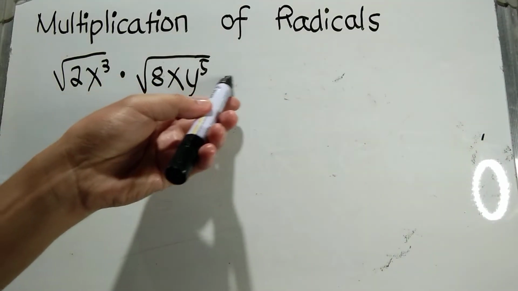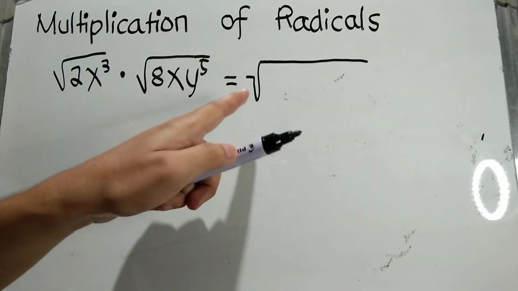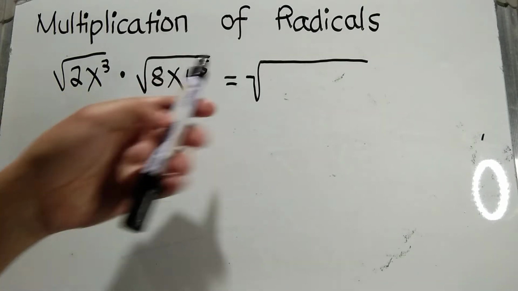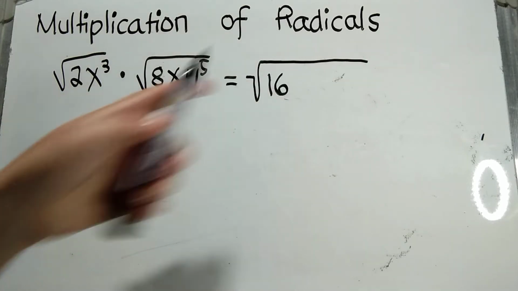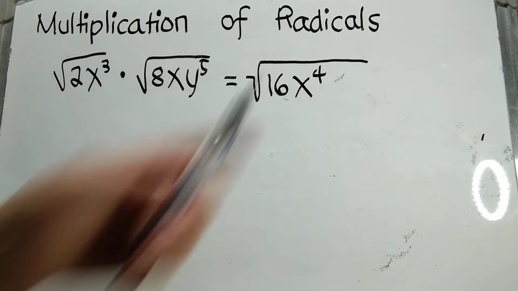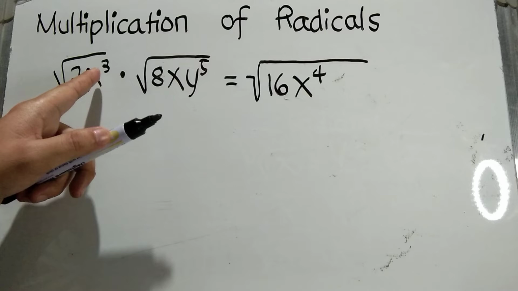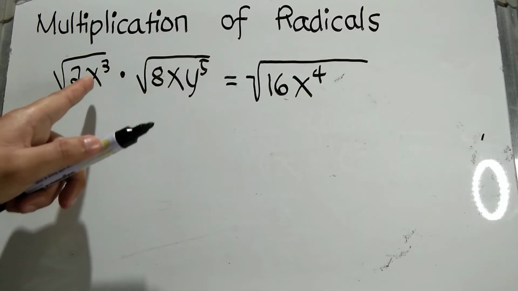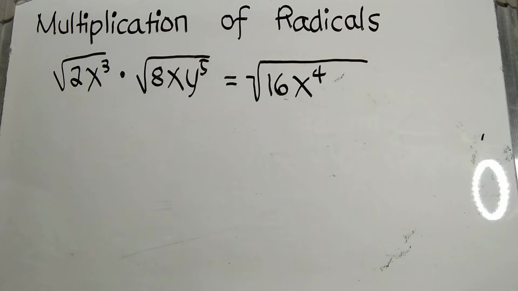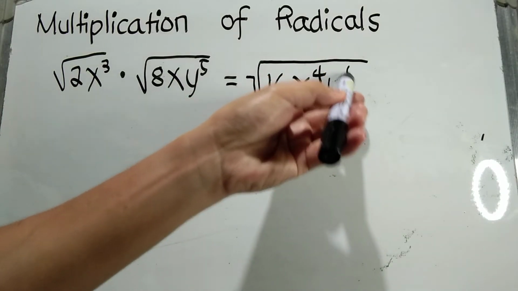So this is understandable that we will be using the same radical sign having the same index of 2. So this is now 2 times 8, you have here 16. x cubed times x, this is now x to the 4th. And according to the rule, if you are multiplying variables, you have to add your exponents provided that the variables are the same. And then copying y raised to the power of 5.